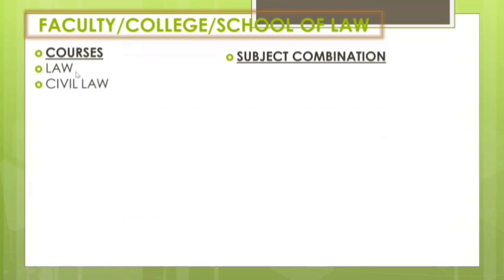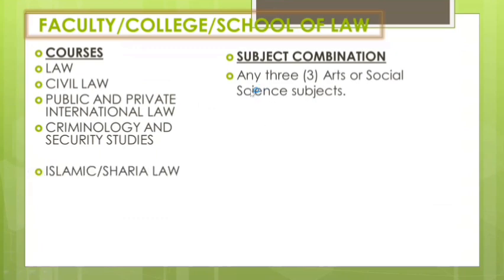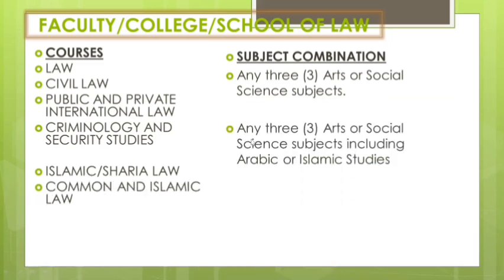We have law. Are you a candidate applying for law, civil law, public and private international law, criminology, and security study? Let's look at your JAMB subject combination. In the JAMB subject combination, a candidate is to select three courses from art or social science subjects. Are you a candidate applying for Islamic law or Sharia law, and also common and Islamic law? These are your JAMB subject combination. You have to select any three arts or social science subjects, including Arabic or Islamic study.